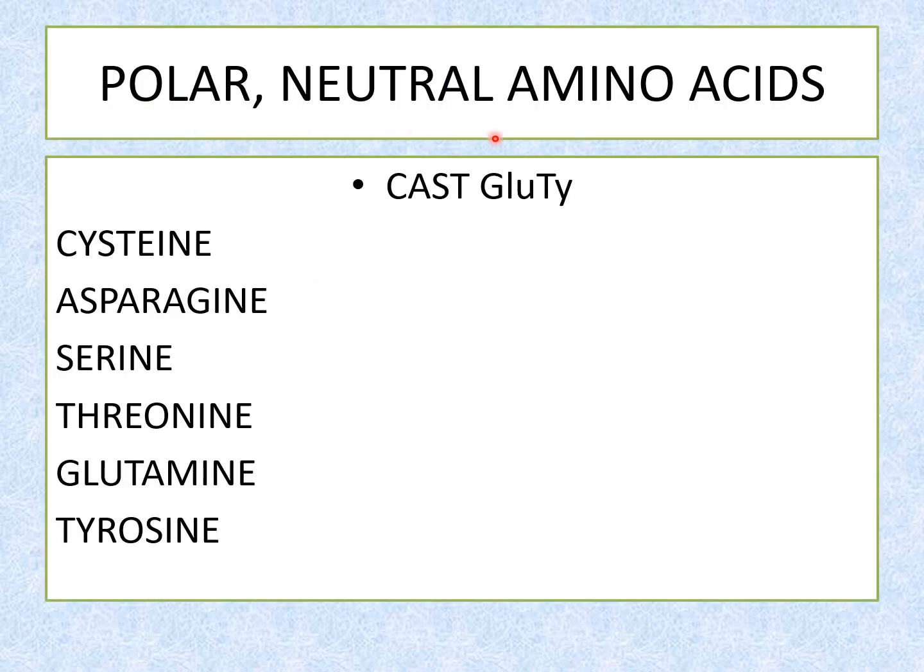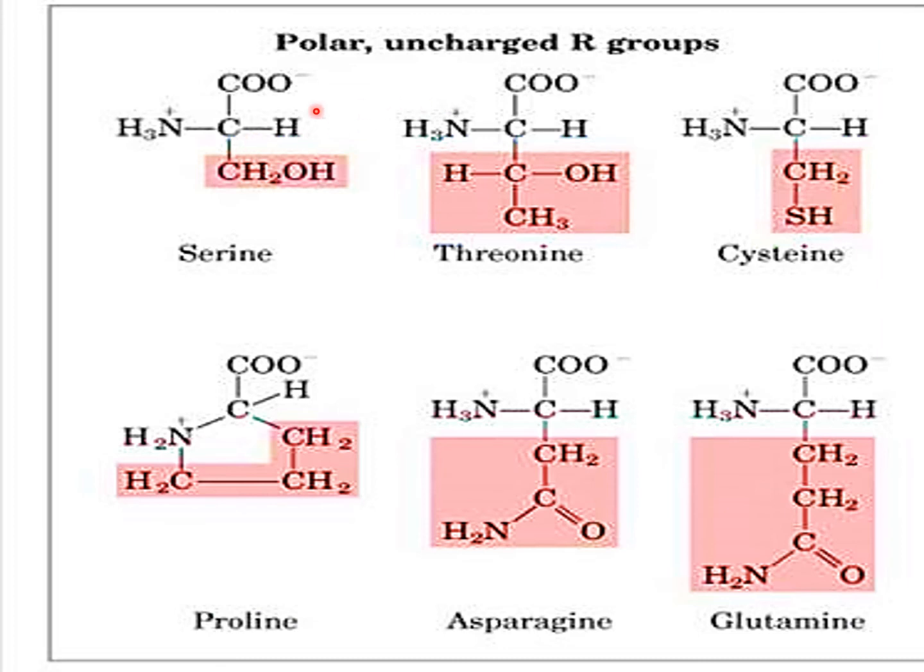For the polar neutral amino acids, when we say neutral, they are uncharged. They don't carry charges in their side chain. We have cysteine, asparagine, serine, threonine, glutamine, and tyrosine. You can still use this mnemonic if you want to, but if you would want to make a new mnemonic for this group, then just go ahead. And yes, we have the structures here of amino acids that are polar hydrophilic.